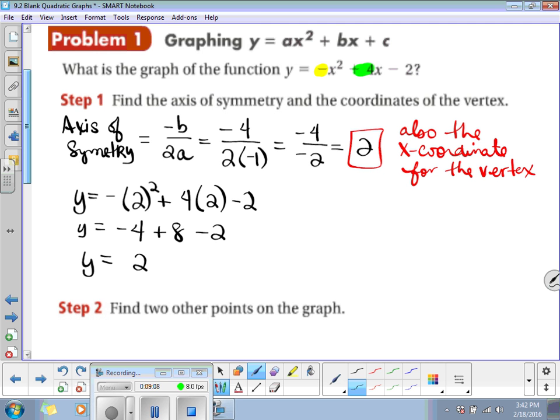So, the vertex is at what coordinate? 2, 2.